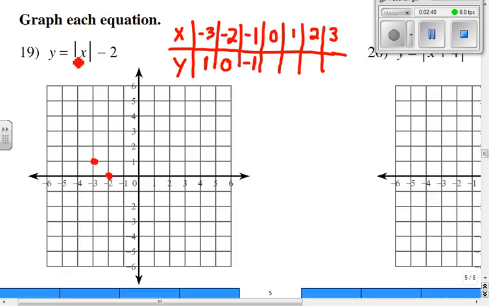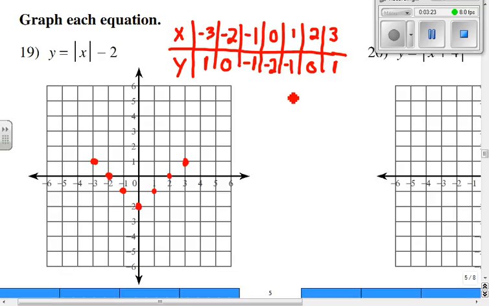Just because we have an absolute value in the problem doesn't mean our final answer is positive. Only what comes out of the absolute value is made to be positive. Overall, we can still have a negative like we do here. The absolute value of 0 is 0. 0 minus 2 is -2. The absolute value of 1, well, that's easy. It's already positive. It's 1. 1 minus 2 is -1. Okay, 2 minus 2 is 0. 3 minus 2 is 1.